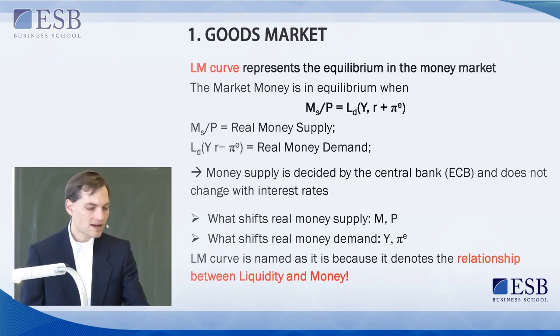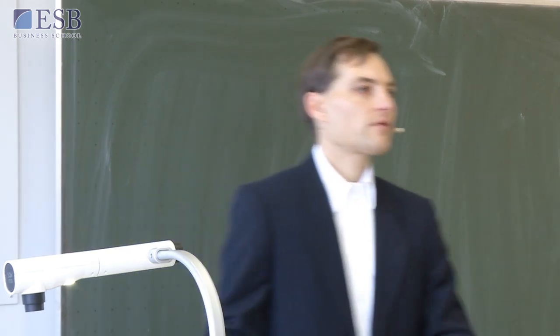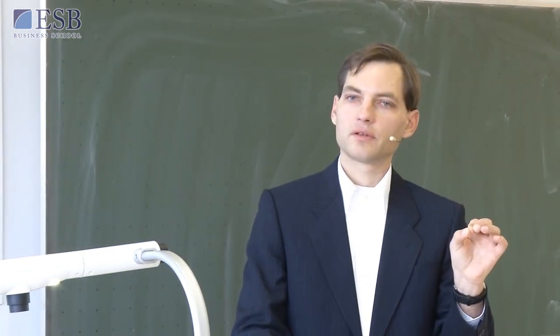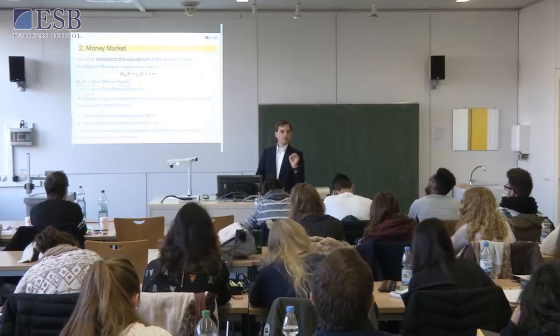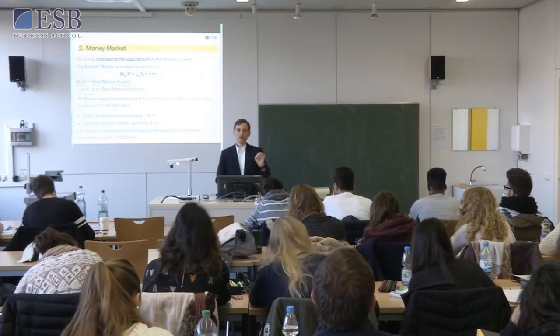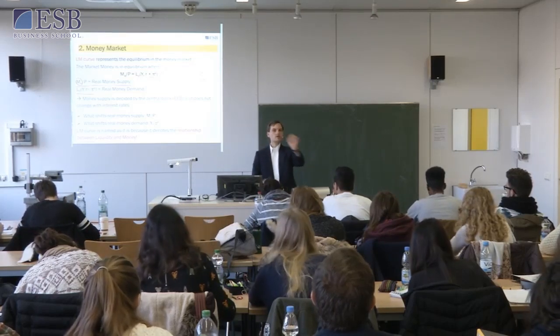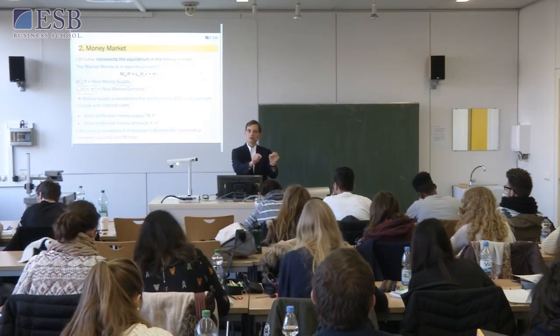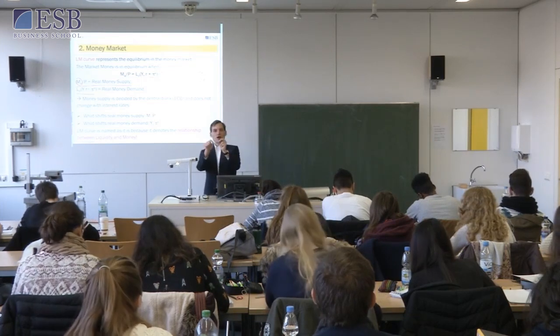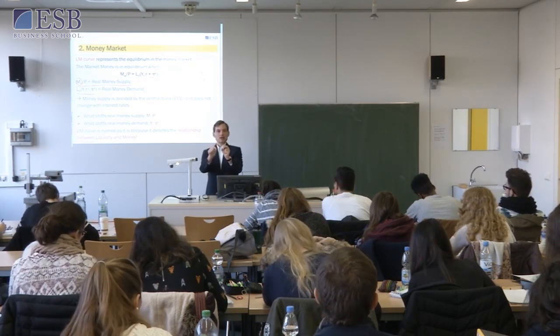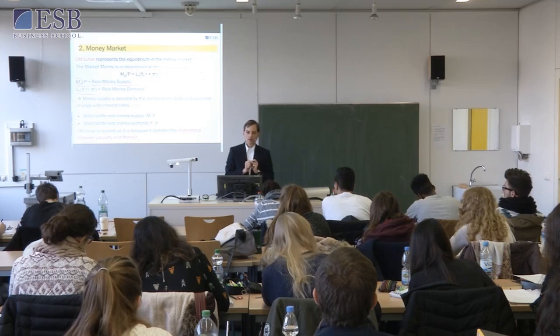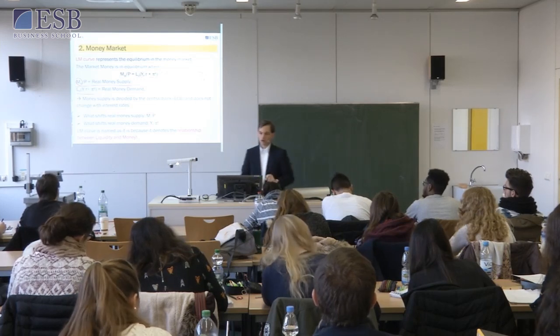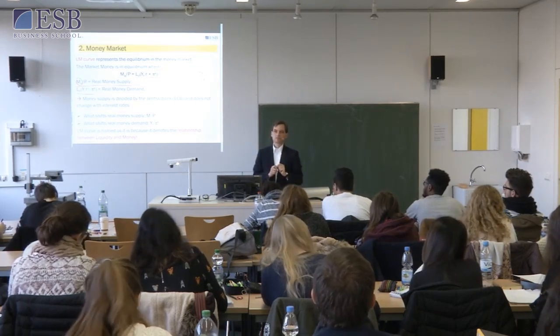I use the partial derivative here because I have a function of two variables and not just one. Therefore, it's a partial. We have to look at the partial derivative of the liquidity function in respect of income, the first variable, and we have to look at the partial derivative in respect of the interest rate. So let me talk about this relationship.